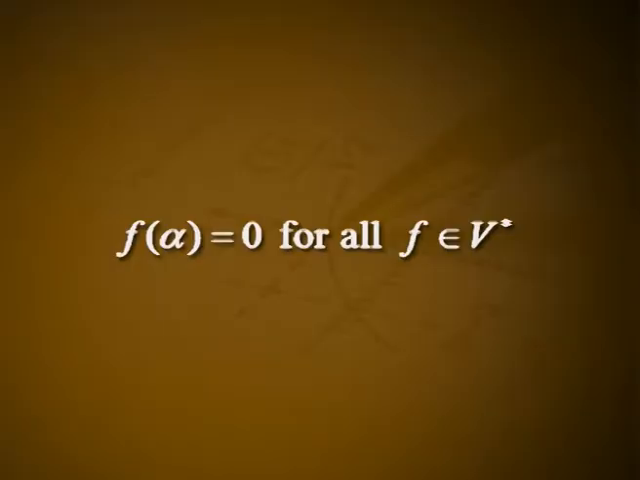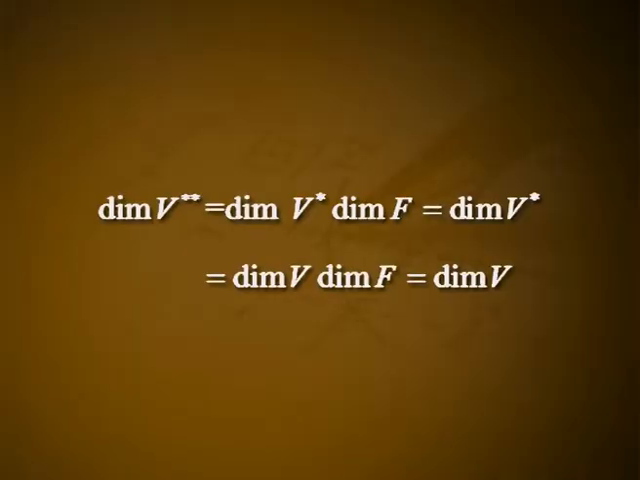Also, L alpha equal to 0 if and only if L alpha of f equal to 0 for all f belongs to V star, if and only if f of alpha equal to 0 for all f belongs to V star, if and only if alpha equal to 0. Hence, the transformation alpha to L alpha is non-singular, since dimension of V double star equal to dimension of V star equal to dimension of V.